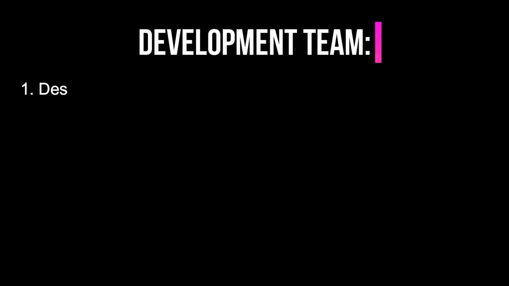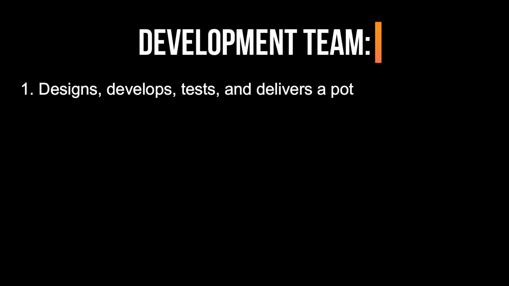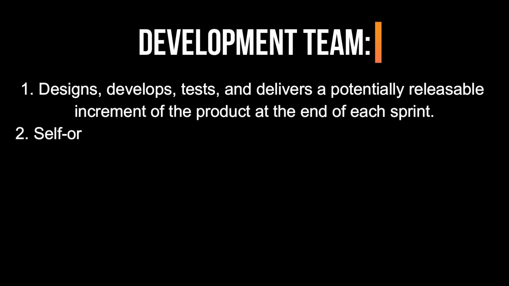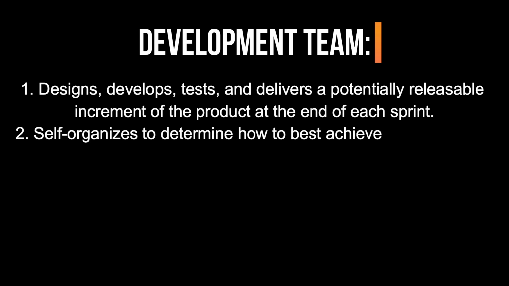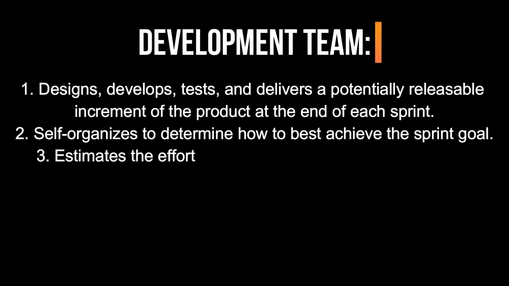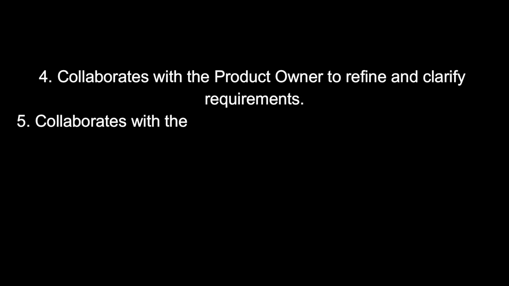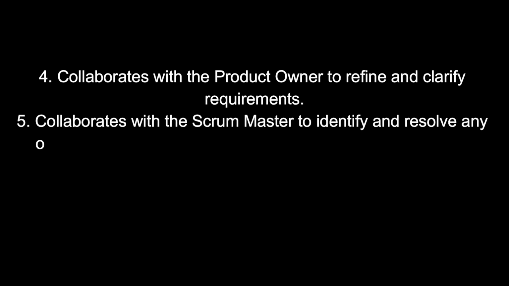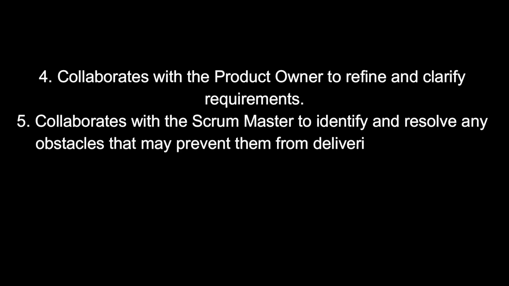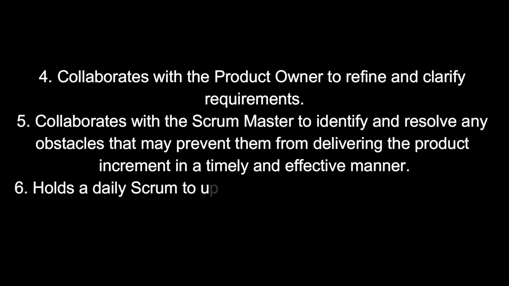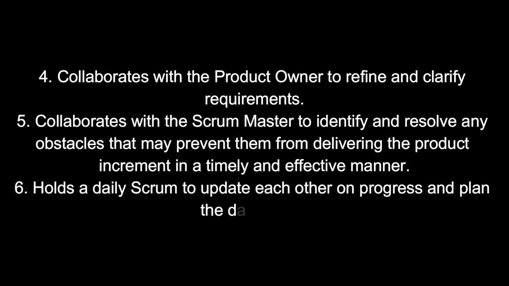Development Team. 1. Designs, develops, tests, and delivers a potentially releasable increment of the product at the end of each sprint. 2. Self-organizes to determine how to best achieve the sprint goal. 3. Estimates the effort required to complete each item in the product backlog. 4. Collaborates with the product owner to refine and clarify requirements. 5. Collaborates with the Scrum Master to identify and resolve any obstacles that may prevent them from delivering the product increment in a timely and effective manner. 6. Holds a daily Scrum to update each other on progress and plan the day ahead.